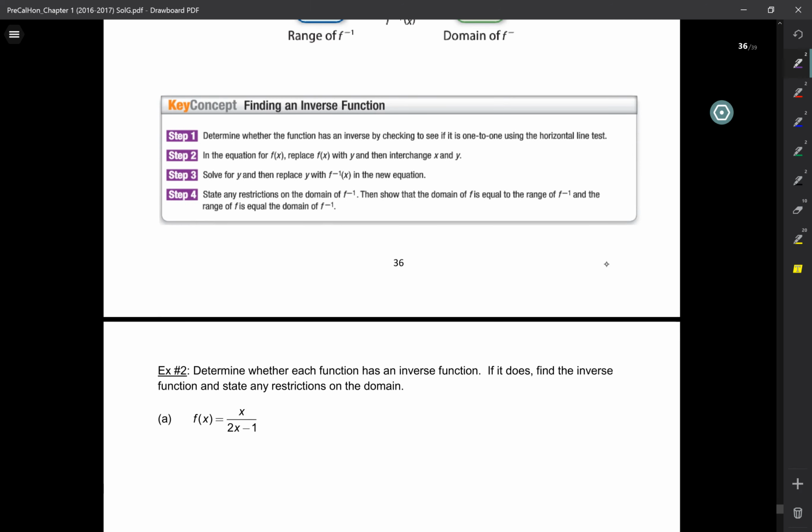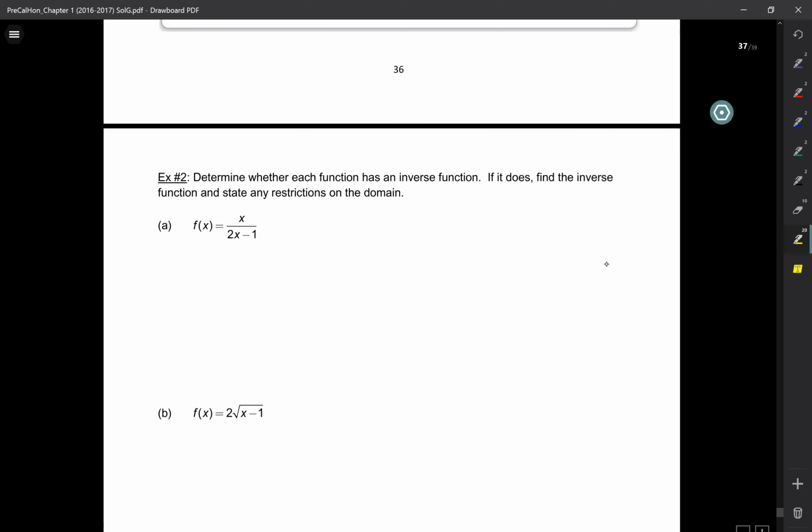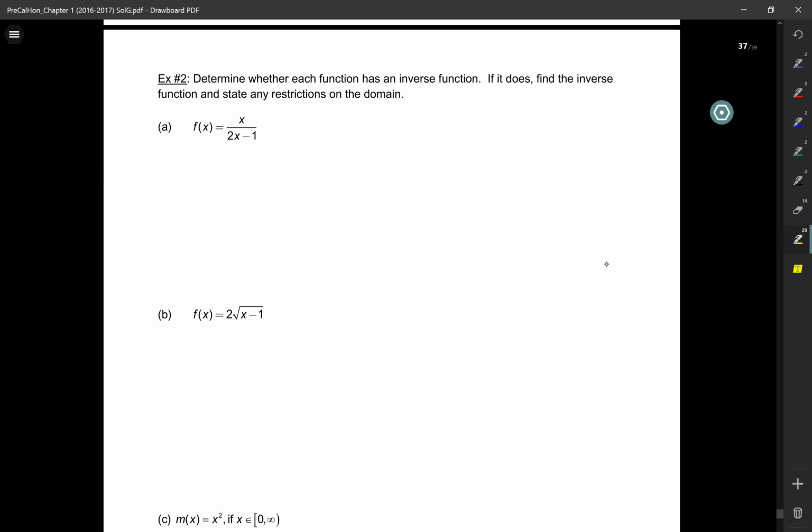All right, now how am I going to find an inverse? Well, first you have to determine whether the function has an inverse. If the equation is written as f of x, we replace f of x with y, and then we interchange x and y. After that, we solve for y, replace y with f inverse, and we should remember to state any restrictions. All right, so let's do this first one.